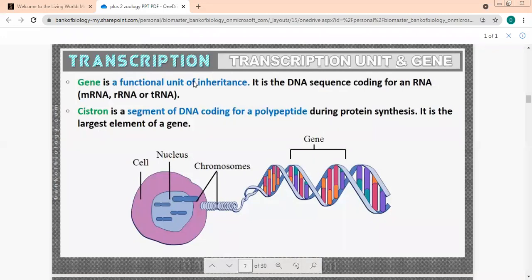So what is a gene? This is the functional unit. Genes code for RNA. Cistron is a segment of DNA only, but it actually codes for protein synthesis. Understand the difference between them. A gene is a functional unit of inheritance, a DNA sequence which codes for RNAs. But a cistron is that DNA sequence which codes for protein synthesis.